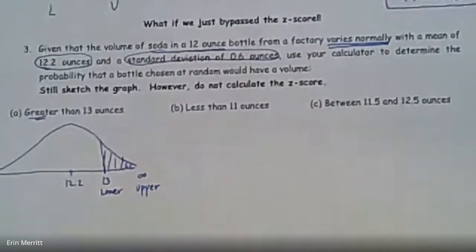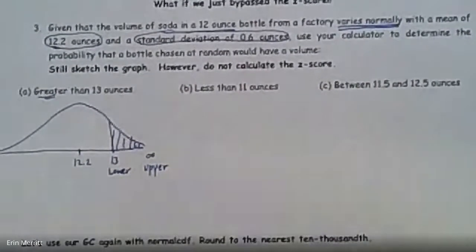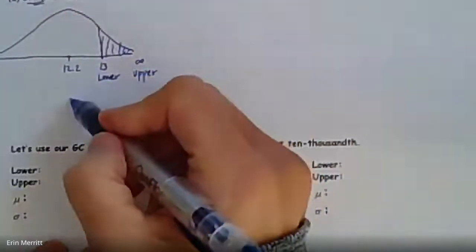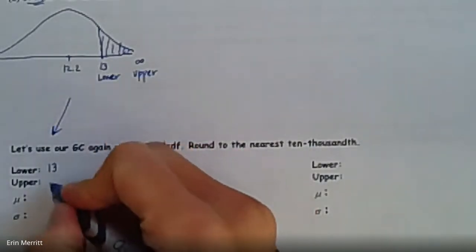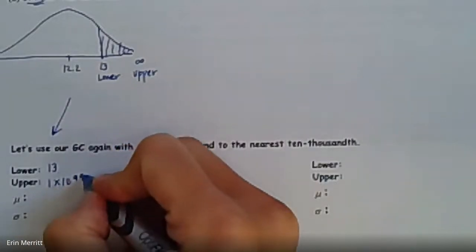And then we can plug it in from there. All right, now for some reason there's a lot of space right here, so I'm going to slide up just a little bit. And you're going to put those values right down here. So you're going to do the lower as 13, the upper as 1 times 10 to the 99th power.